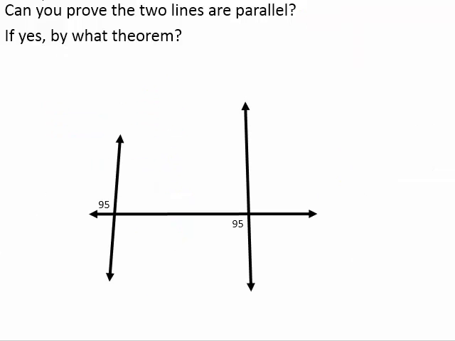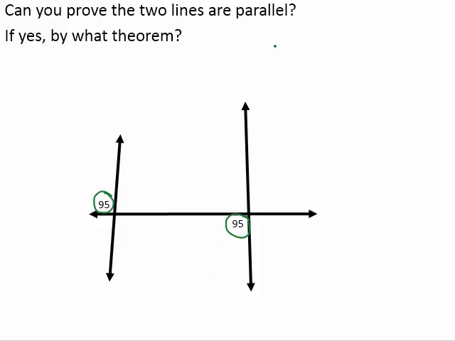Sometimes you cannot find a theorem that works. Go ahead and pause the video, try this one out, and press play when you're ready to see the answer. Alright, looking at 95 and 95, you'll notice those two angles are not alternate interior because they're not both interior angles. They're not alternate exterior because they're not both exterior angles. They are not same side interior or same side exterior, and they aren't corresponding. So none of our angle relationships apply to the 95 and 95.